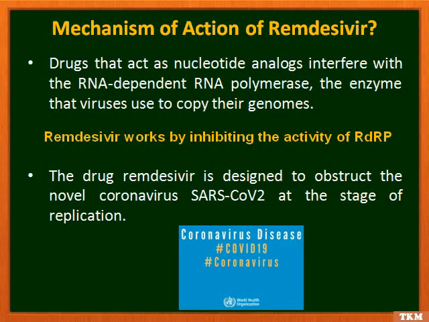Drugs that act as nucleotide analogs interfere with the RNA-dependent RNA polymerase, that is RDRP, the enzyme that the virus uses to copy its genome. So what exactly is Remdesivir doing? It is working by inhibiting the activity of RDRP. Remdesivir inhibits the activity of the RNA-dependent RNA polymerase enzyme that the viruses use to replicate. So this drug Remdesivir is designed to obstruct the novel coronavirus at the stage of replication.